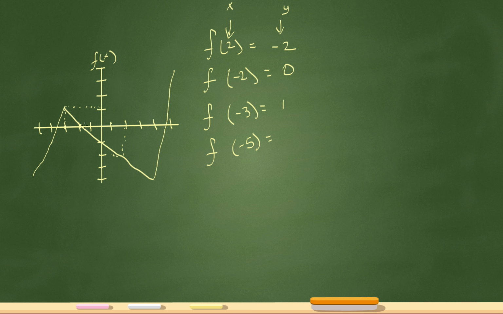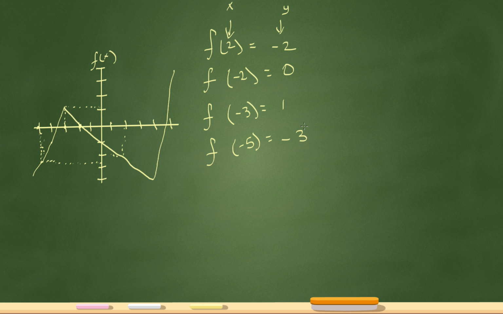F of negative 5, 1, 2, 3, 4, 5, there's the x value. What's the y value of the graph at negative 5? Around here. And I guess I can say that's about negative 3. I know it's a little less than negative 3, but for our purposes, for now, let's just go with negative 3. So take a second, pause if you need to, make sure you understand how all these calculations are done, because this is really just a basic building block of this particular problem that we're about to do.